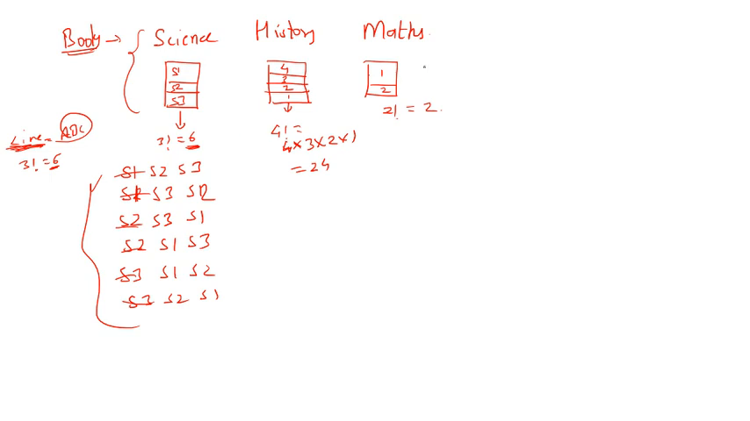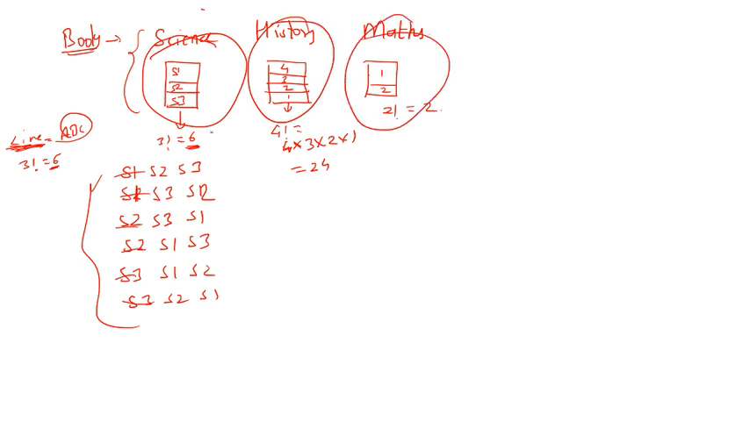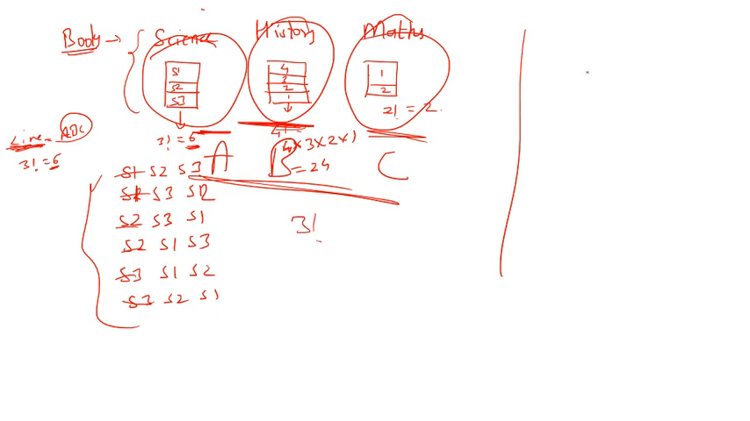Now suppose I ask you a question: there are 3 science books, 4 history books and 2 maths books, and in how many possible ways can I arrange all of these in a particular way? So this complete set becomes a unit, this becomes a unit, and this becomes a unit. Imagine this is A, this is B, and this is C. So what is this? 3 units, so 3 factorial. The answer will be 3 factorial into 3 factorial into 4 factorial into 2 factorial. This will be your answer. This is how the questions will be asked.